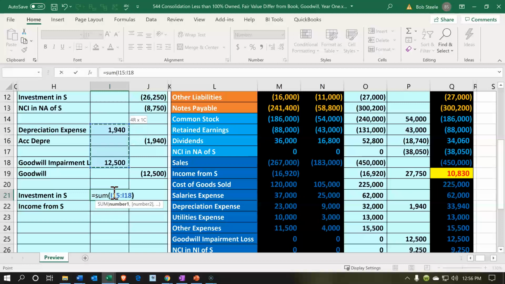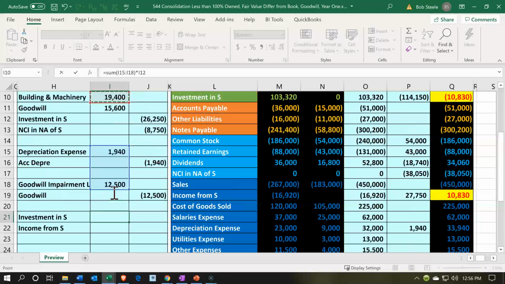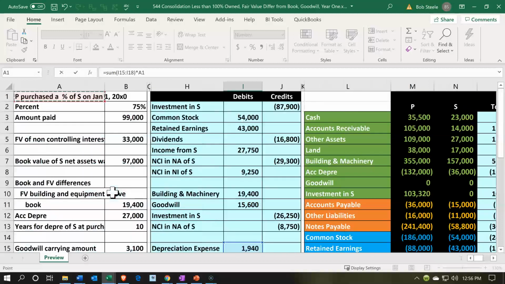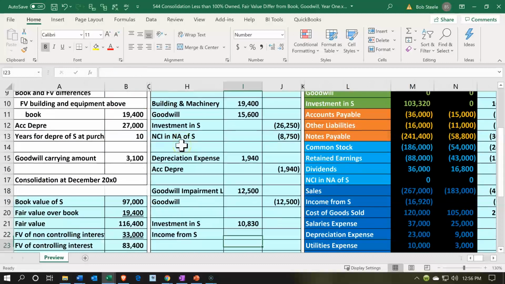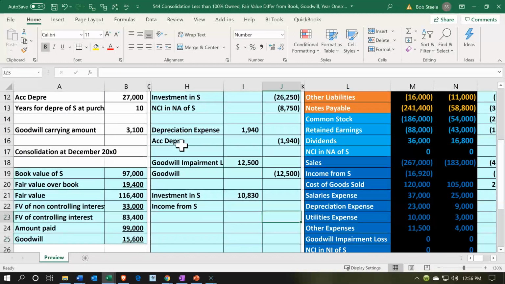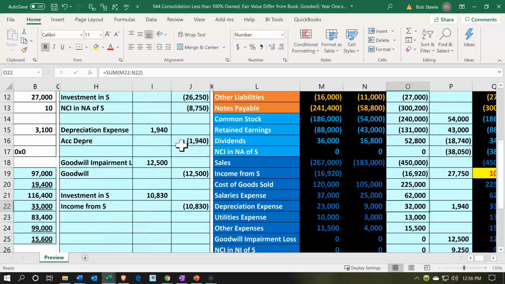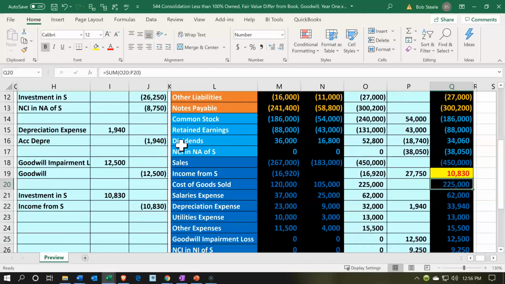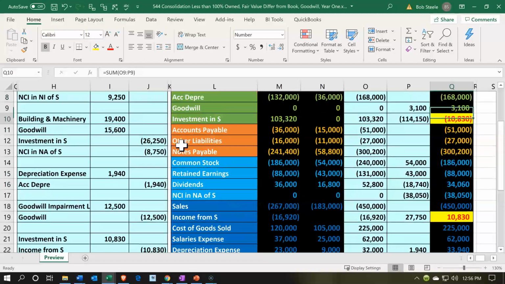I'm going to say brackets times, and then I'll scroll up and just pick that 75% up, and there we have that. So that's going to be the 10,830. So the 10,830. Let's go ahead and post that out then. So if I go into the investment account, let's go up top to the investment. That looks like it. That's what ties this thing out.